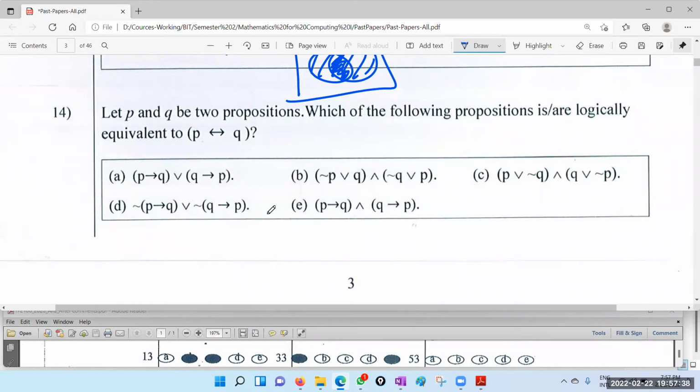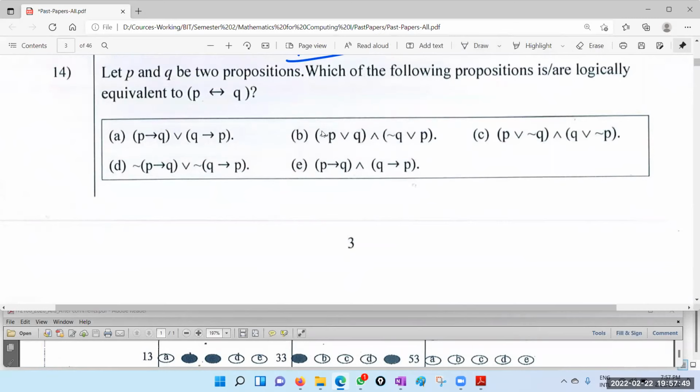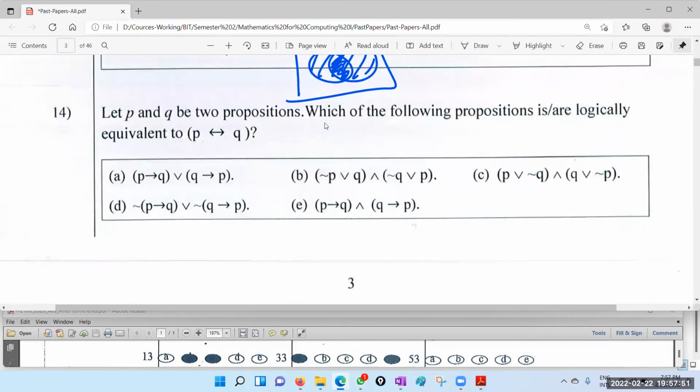Let P and Q be two propositions. Which of the following propositions is/are logically equivalent to P if and only if Q? So we did those things. P if and only if Q. You must know the truth table of P if and only if Q, then double check which one gives the exact truth table. This is time consuming. I'm just keeping this question for last.